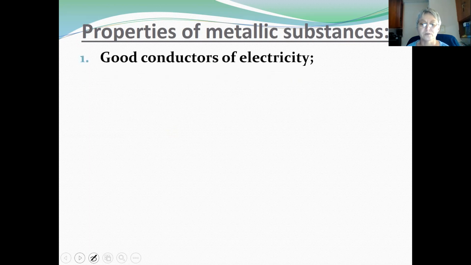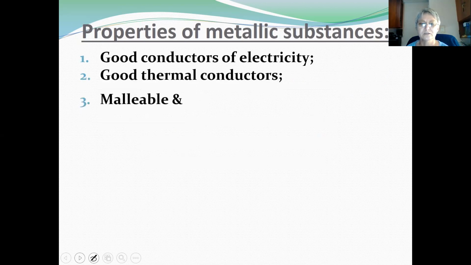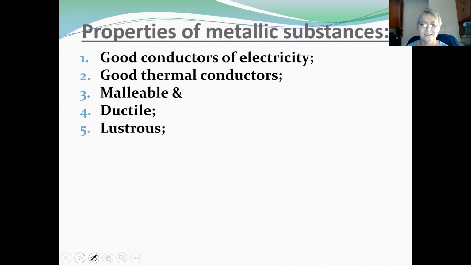They are extremely good conductors of electricity. They are good heat conductors, thermal conductors. They are malleable. They are ductile. Malleable means you can heat them into sheets. Ductile is you can draw them out into wires. They are lustrous, meaning that they are shiny. They are sonorous, meaning that when you hit it with a hammer, it makes a ringing sound.